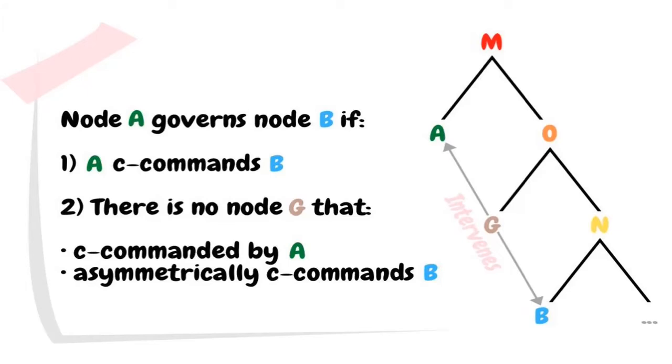Here, as Sora mentioned, A C commands B, but A does not govern B. In other words, this is not an immediate C command. Why? Because we have an intervening node G, as Sora mentioned, that is C commanded by A, and at the same time, G C commands B asymmetrically. So G is an intervening node in this case. Bravo, Sora. Excellent. Thank you.